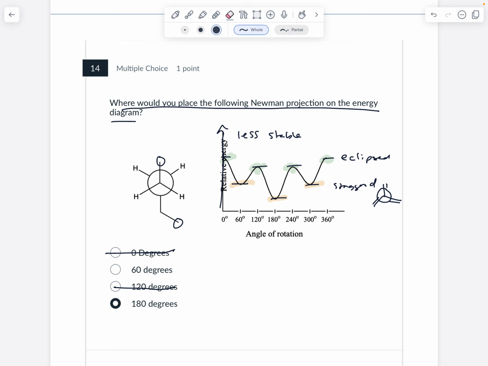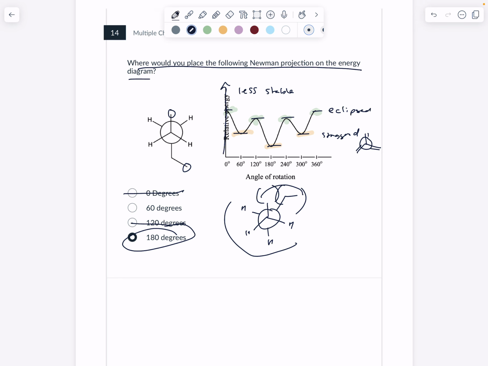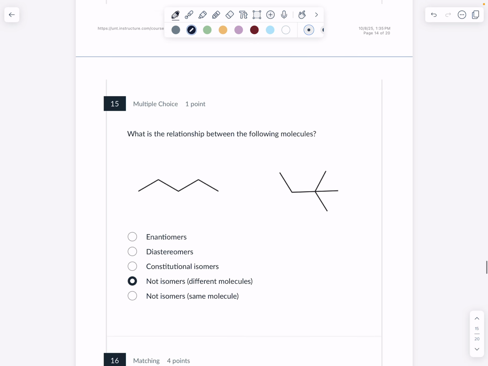Now, it looks like 180 is the most stable, and that would be the one where you have the biggest groups opposite each other, and I think that that's what we have here, so I would go with 180. What I would expect 60 to look like would be to have the bigger groups still staggered but close to each other. So if you had your methyl and your ethyl right next to each other, these two groups are going to have lots of energy repelling one another. And so it's going to be harder to get in that conformation than when they're completely opposite one another. So that's why I'm going to go with 180 degrees.